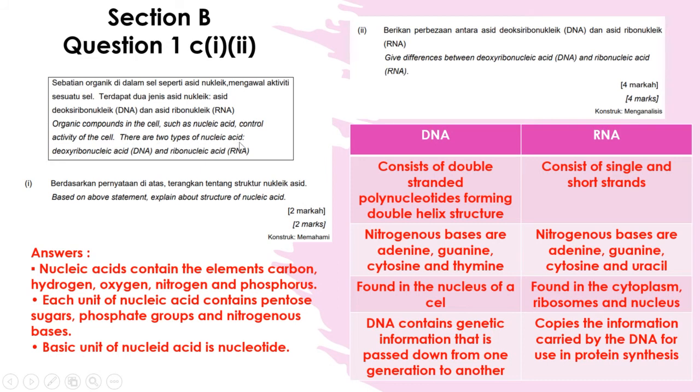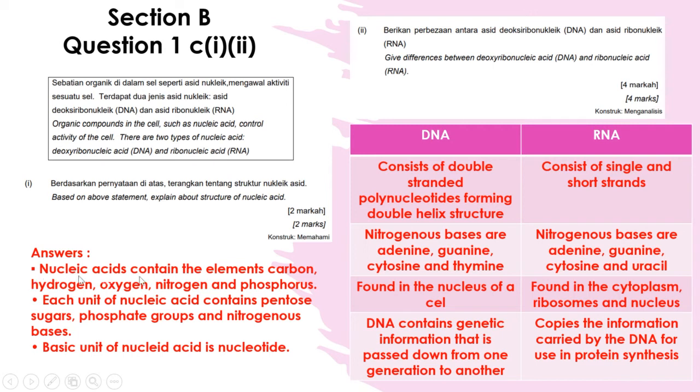There are two types of nucleic acid: deoxyribonucleic acid and ribonucleic acid. Okay, so this is about nucleic acid. Based on the above statement, explain the structure of nucleic acid. So you have to explain about the structure of nucleic acid.